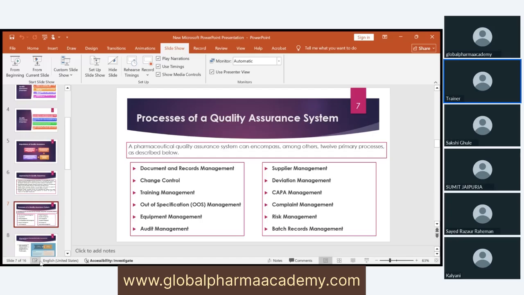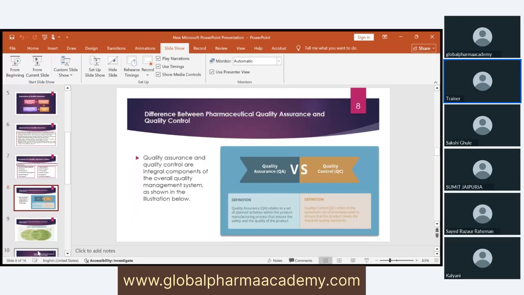Okay, so now we are going to slide number 8. Here we will see the differences between the main quality systems, when we say quality system in any organization. There are two main departments responsible for the quality system, quality assurance and quality control. Quality assurance and quality control are integral components of the quality management system. So mainly, how do these two departments function to achieve quality.